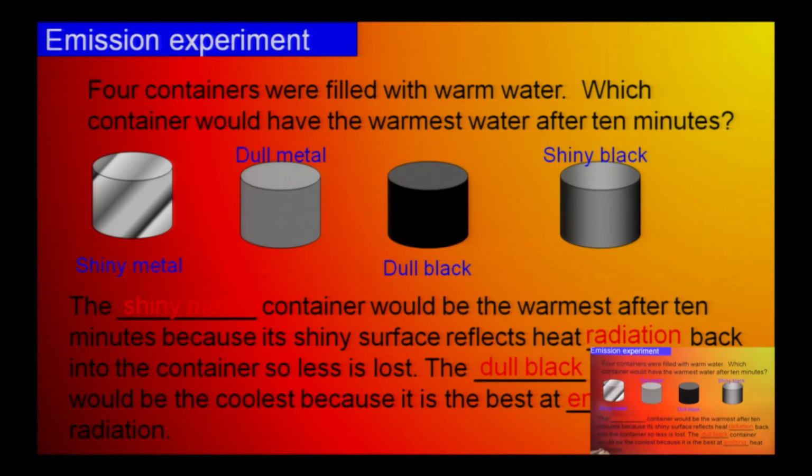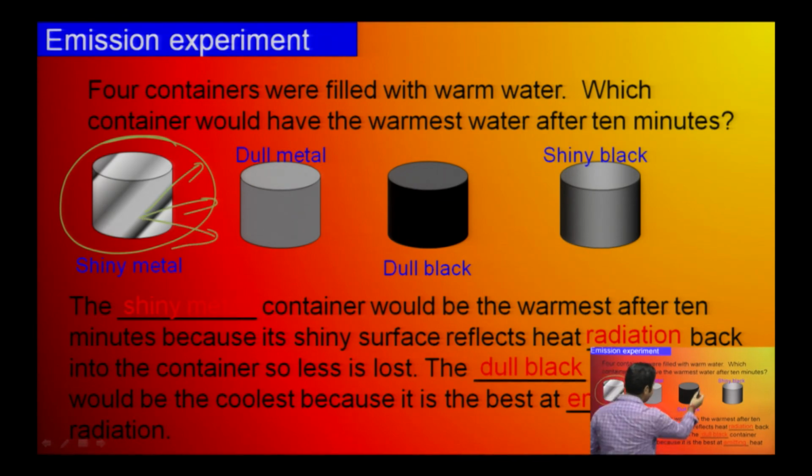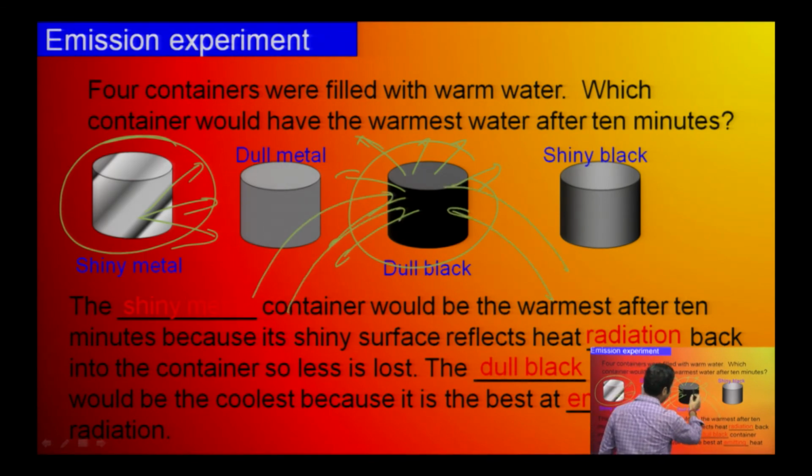So what he's saying is that the shiny metal container would be the warmest. The shiny metal container would be the warmest because its shiny surface reflects heat radiation. It is reflecting, whereas the dull black is actually emitting the heat. It is only emitting the heat, and the amount of radiation that is falling over the black surface, if it is a complete black surface, it will absorb everything. Okay, so that's why.